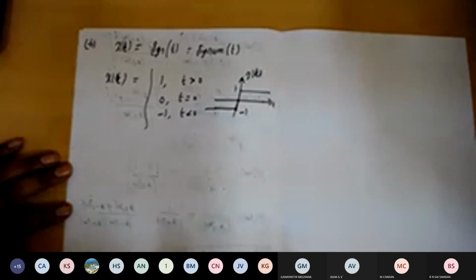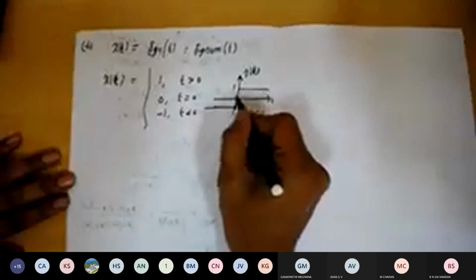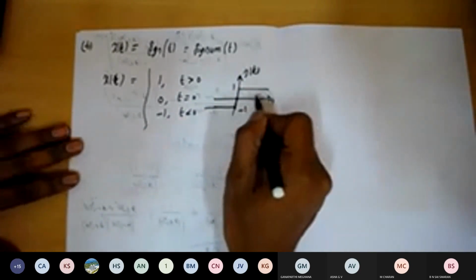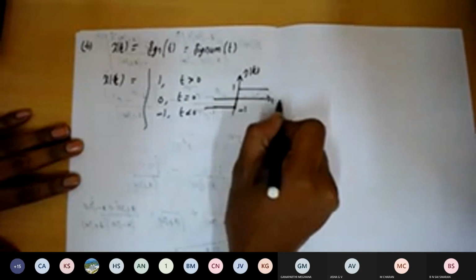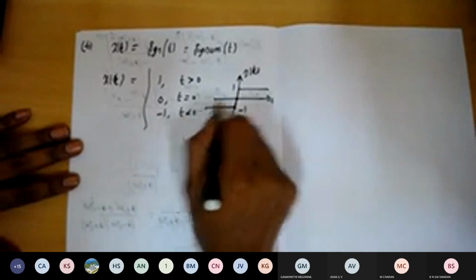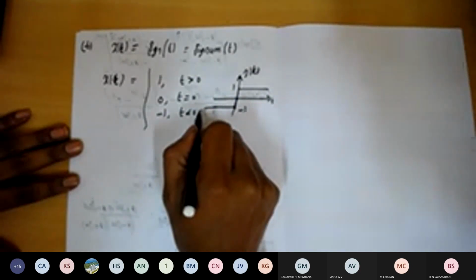By applying the suitable property, let us apply the property called differentiation in the time domain, and we'll evaluate this. This signum function, I can express in terms of the unit step function. For t greater than 0, it has the value 1, and for t less than 0, it has the value minus 1.